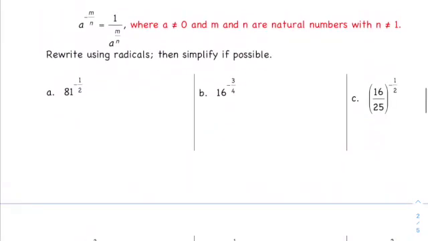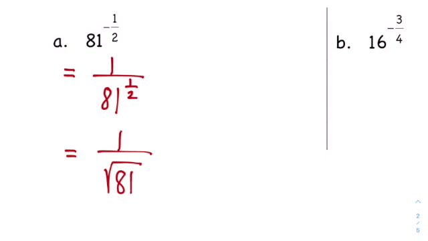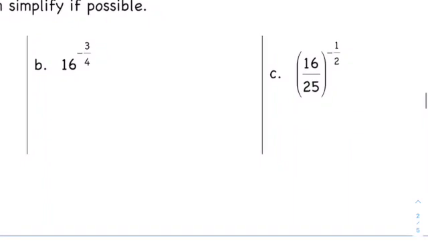So now, going on to the example, rewrite using radicals. Then simplify if it's possible. When I see a negative sign in the exponent, a is equal to 1 over 81 to the half power. And after I flip it, that's 1 over the square root of 81. So I'm going to put down 1 over 9. And that is how you flip a negative exponent and then simplify, just following the other rules. Please try B and C.